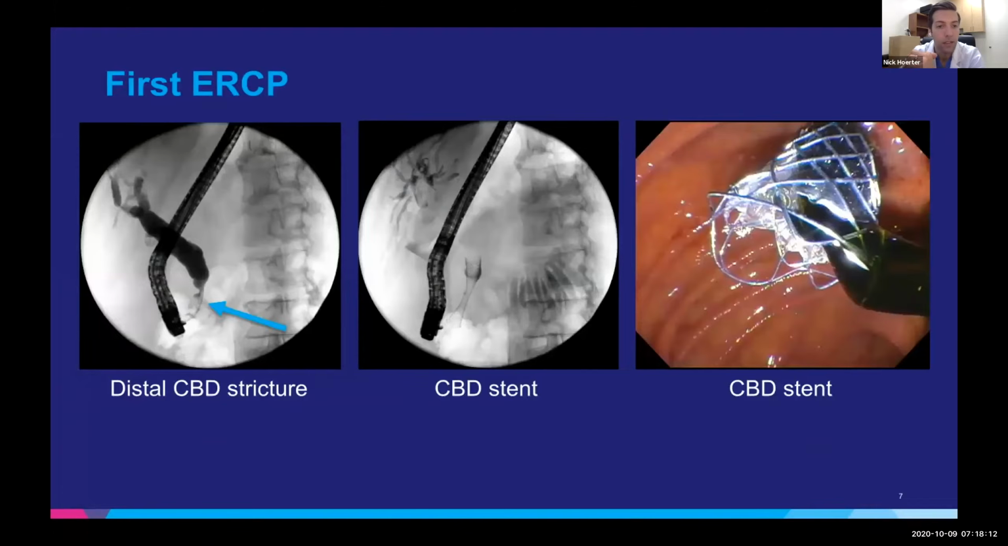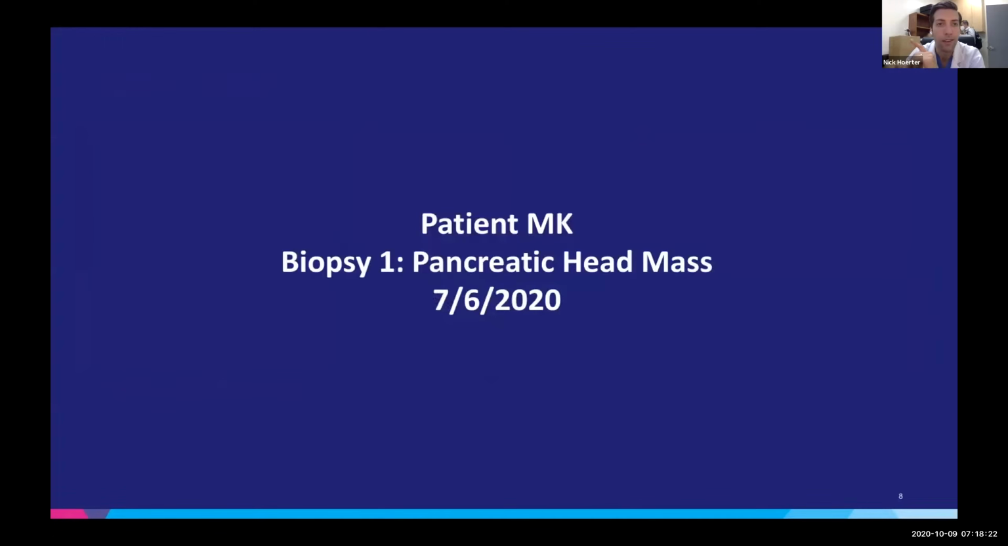On ERCP, you can see on the image to the left, he has a distal common bile duct stricture, and he has a metal stent placed. And now, Dr. Paulson, if you want to flip on, we're going to tag team this so that we can describe the pathology. Sounds good. So I'll share my screen.